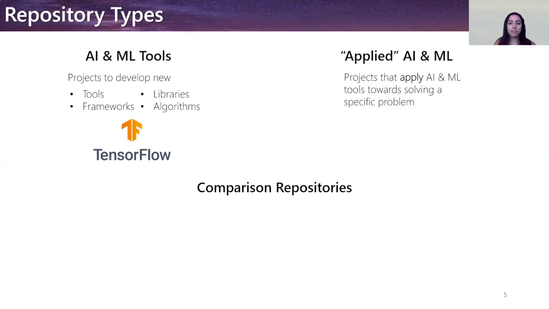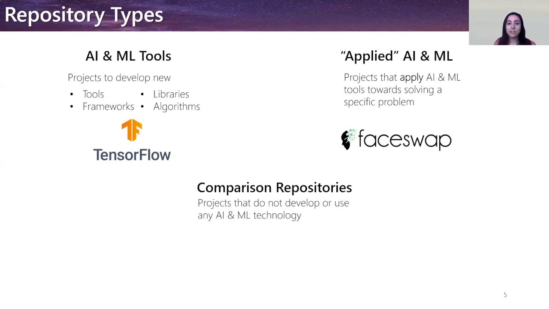And applied projects use these tools towards solving a specific problem. And my example here is face swap. I'm not sure if you would consider that a problem, but they use deep learning to enable face swapping in video. And our comparison repositories are simply projects that don't develop or use any of these technologies. An example from our data set being Homebrew.